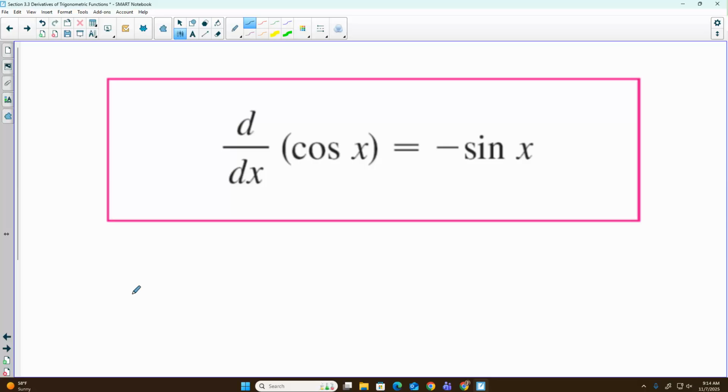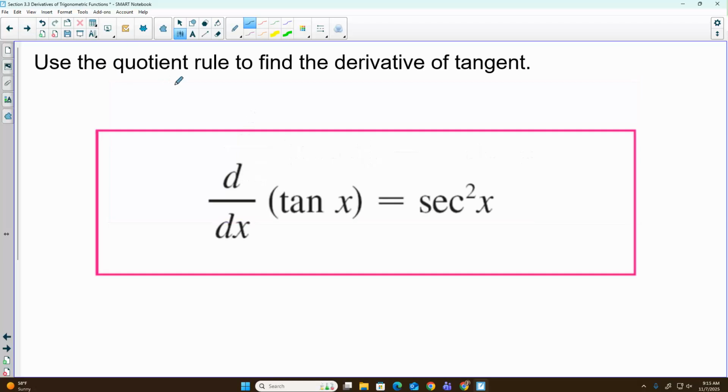You really just have to learn these. Obviously, you could work them out every time, but you don't want to do that. You need to memorize these. You need to know the derivatives of the trig functions. So if I use that, I'll go ahead and show you how to get tangent.